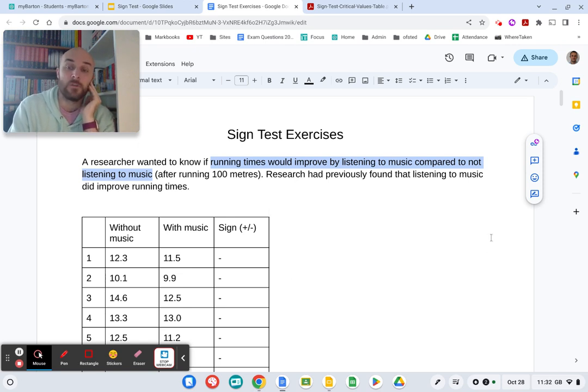That is how you do a sign test. Work out the S, work out the N, compare the S to the critical values and determine whether you've got significance.